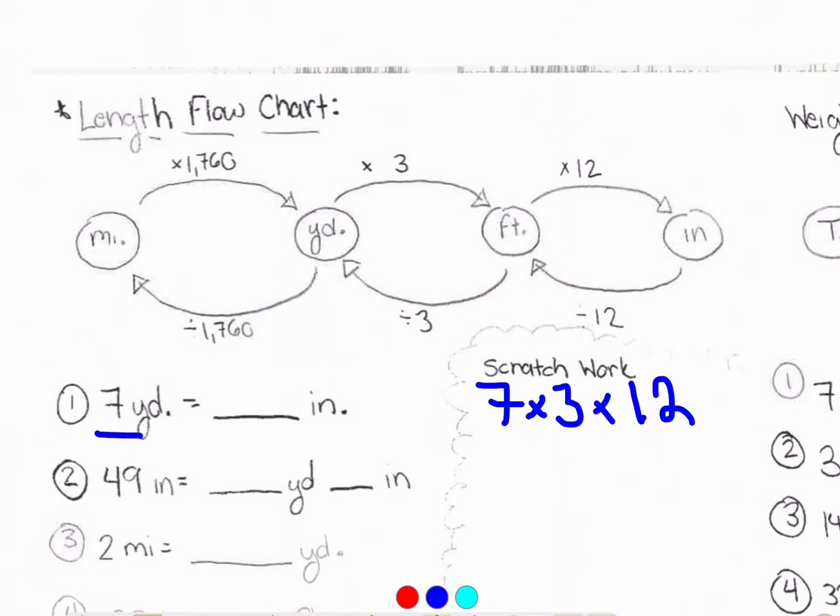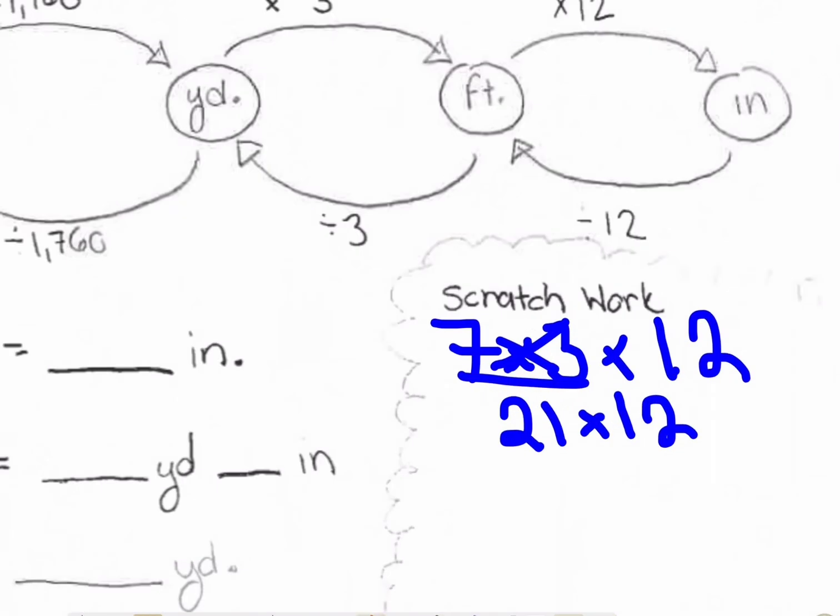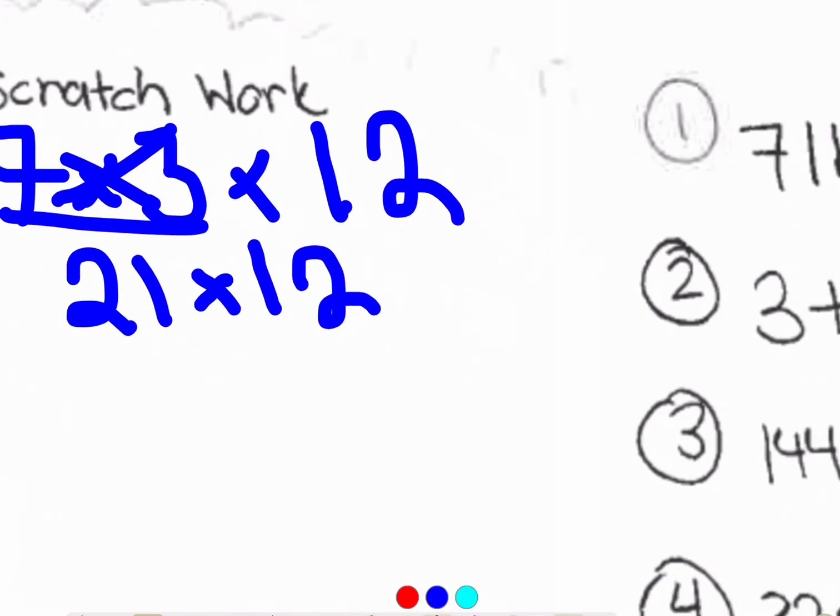You can do it whatever way you want. You can do 7 times 3 first. You can do 7 times 12 first. You can do 3 times 12. It's all going to equal the same thing. I'll just go in order. 7 times 3 is 21. Bring down the times 12. Now I'm going to have to zoom it in, work it out.